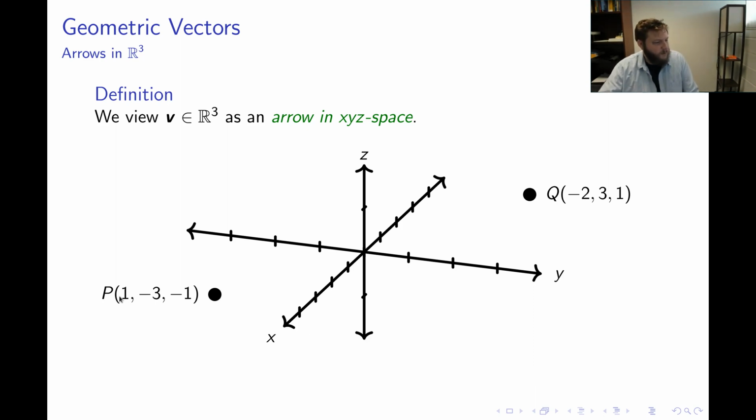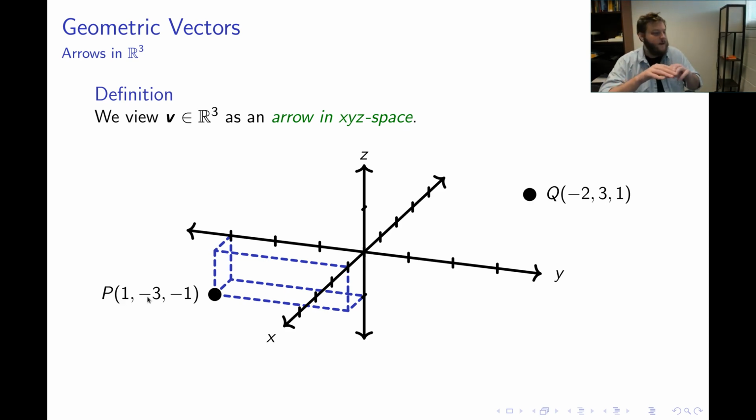Here I'm starting with the point 1, negative 3, negative 1. Well, how did I locate this point in xyz space? The idea is that we travel 1 unit in the positive x direction, negative 3 units in the y direction, and then minus 1 unit in the z direction. So we locate the point 1, negative 3 in the xy plane, and then for this point we drop down 1 coordinate. So that's the z direction. Similarly, over here we have a point Q. Here the coordinates are negative 2, 3, 1.